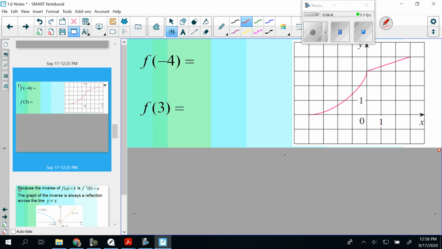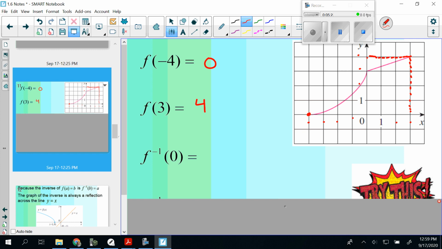Same graph. What is f at -4? If we go over here, -4 is going to be this point right here. Negative 4 has a y value right on the x-axis, so 0. What's f of 3? If we follow it up here, that's where it hits, and the y value ends up being 4.